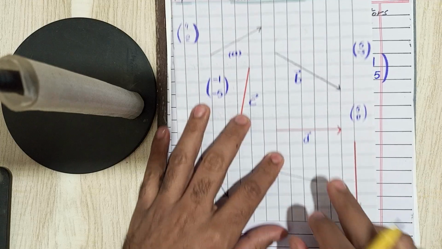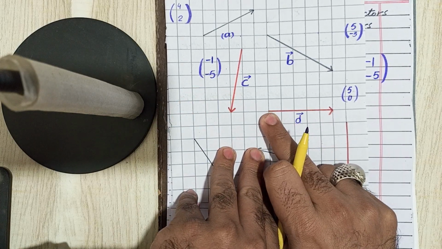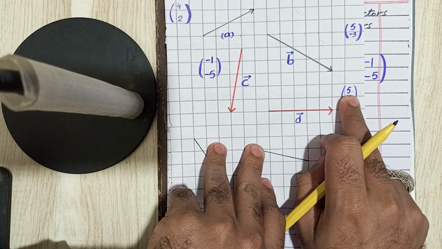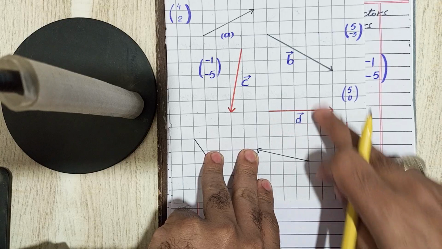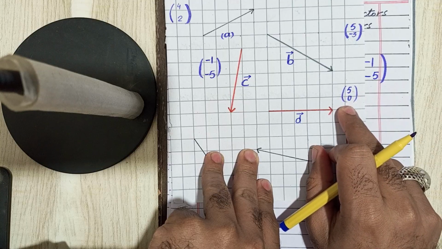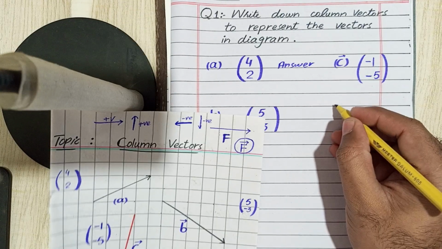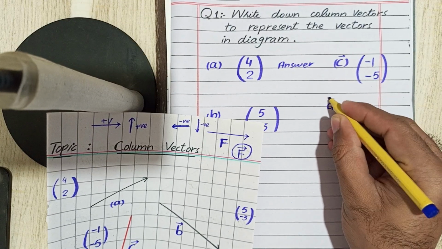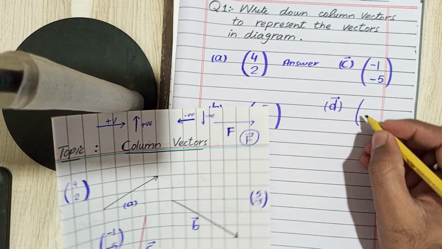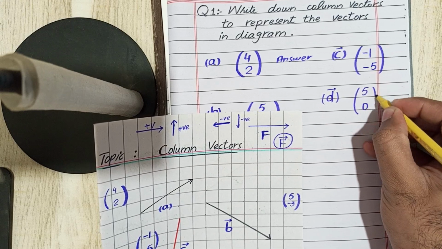So this is the answer. Again I tell you, this vector moves from left to right, so we have 1, 2, 3, 4, 5, so we write here 5. But this vector doesn't move in the upward or downward direction, so it means here we have 0. So for vector d, its column vector is 5 and here we have 0.